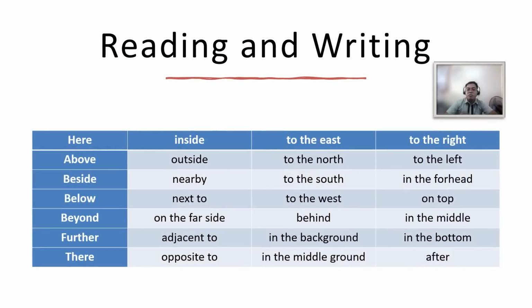Now here are some transitional devices that we can use in our descriptive paragraph. Here, above, beside, below, beyond, further, there, inside, outside, nearby, next, on the far side, adjacent, opposite, to the east, to the north, to the south, to the west, behind, in the background, in the middle ground, to the right, to the left, in the forefront, on top, in the middle, in the bottom, after.